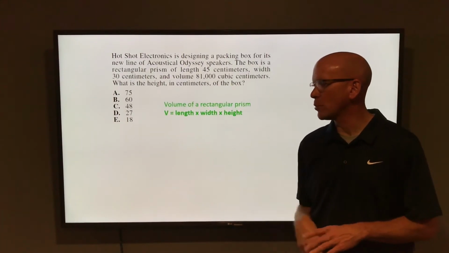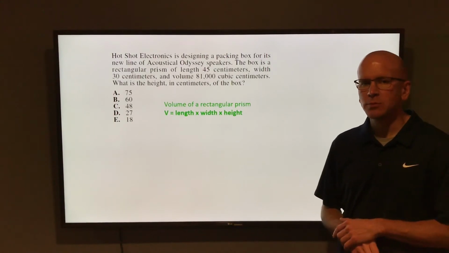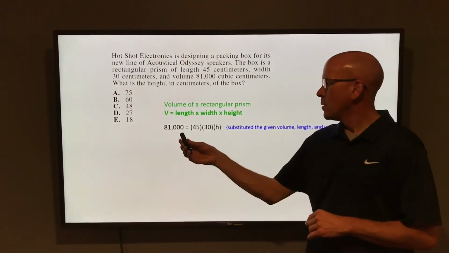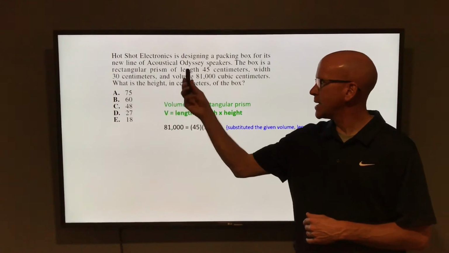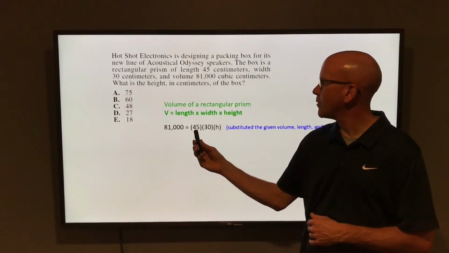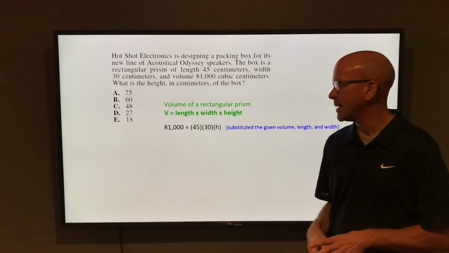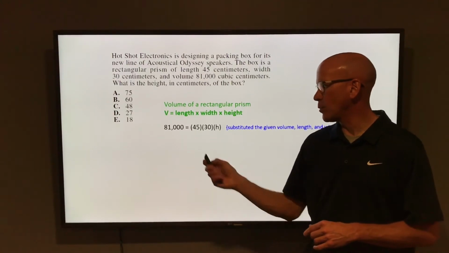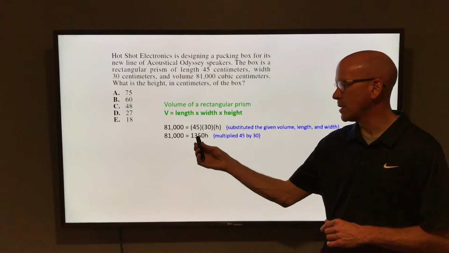Volume of a rectangular prism is length times width times height. Well, the volume is given to you, that's 81,000, and the length is given to you, it's 45, the width is 30, you need to find the height. So to solve that equation for h, multiply 45 by 30, that is 1350.